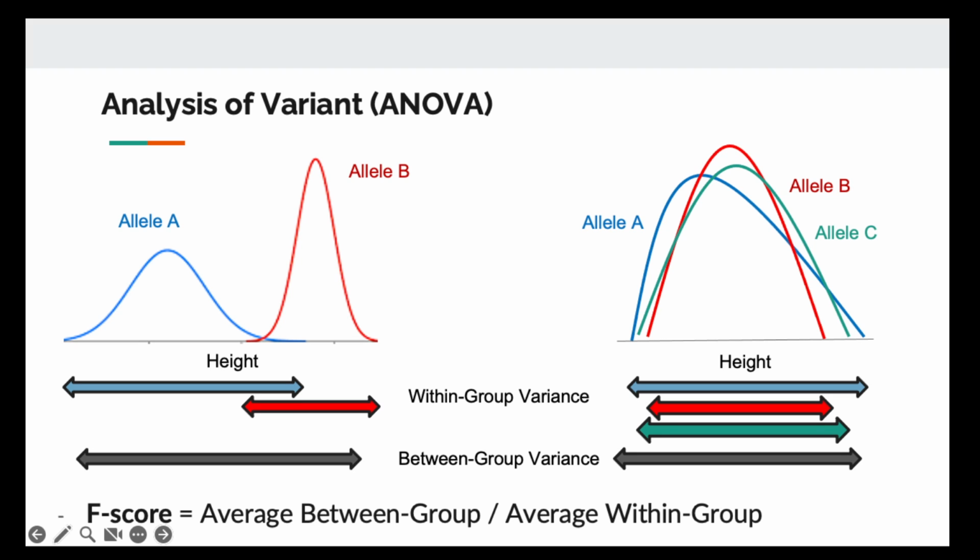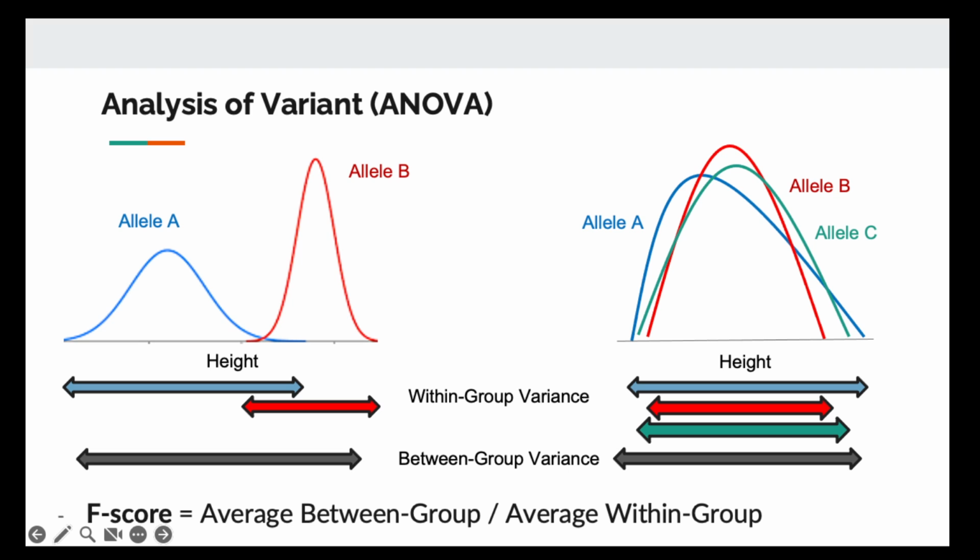Let's compare it to the example on the right. We have 3 alleles, A, B, and C, and their heights are very similar. So if we calculate the variance for animals with allele A, B, or C, they are overlapping, very similar. Even if we combine them together, the variance looks pretty much the same. So from this kind of visualization, we can come up with an idea.